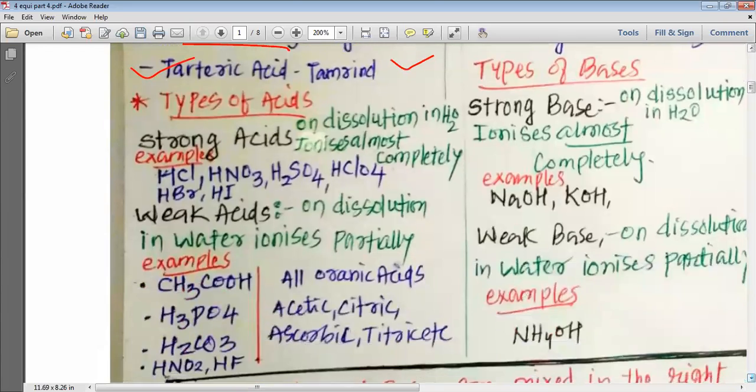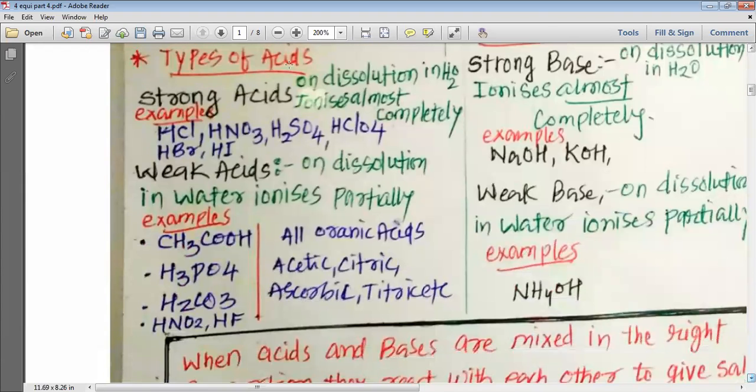Now we need to study about the types of acids. First we have strong acids. Strong acids on dissolution in water ionize almost completely. There are various examples of strong acids like HCl, HNO3, H2SO4, HClO4, HBr, HI. These all are the examples of strong acids.